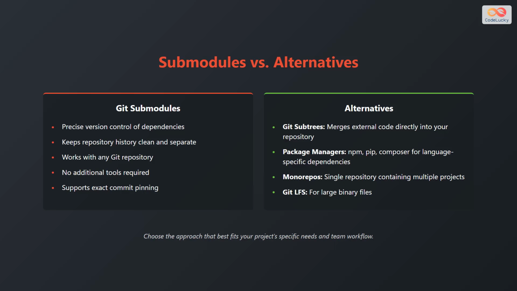Git submodules offer precise version control of dependencies and keep your repository history clean and separate. They work with any Git repository and don't require additional tools, supporting exact commit pinning. However, there are alternatives. Git subtrees merge external code directly into your repository. Package managers like npm, pip, and composer handle language-specific dependencies. Monorepos consolidate multiple projects into a single repository, and Git Large File Storage, or LFS, is designed for managing large binary files. The choice between submodules and these alternatives depends on your project's specific needs and your team's preferred workflow.